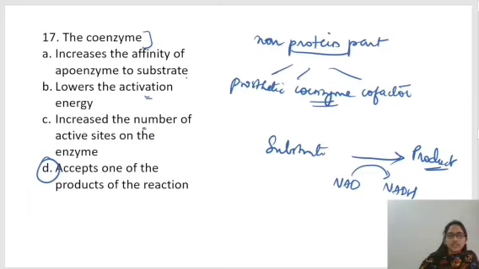Does it increase the affinity of the enzyme to the substrate? No, it does not. Does it lower the activation energy? No, the enzyme lowers the activation energy, not the coenzyme. Does it increase the number of active sites on the enzyme? No, this also cannot happen. So the answer is option D.